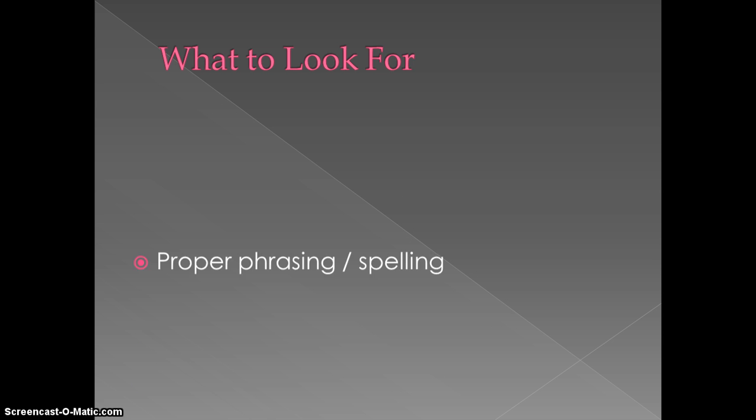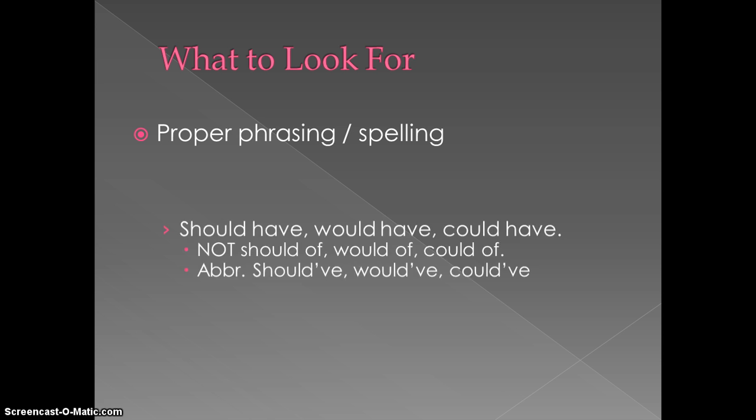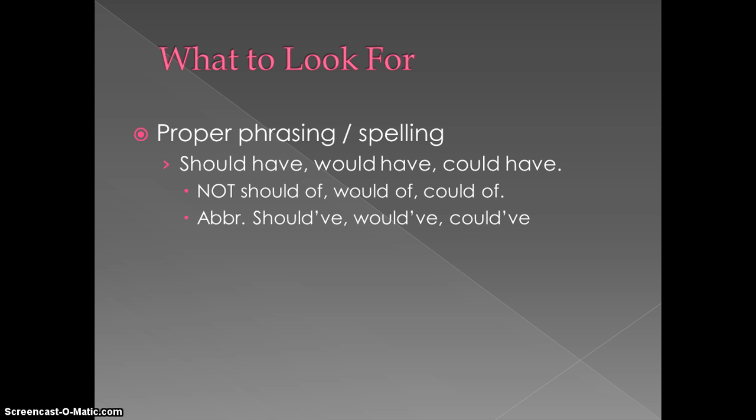What else to look for when you proofread? Proper phrasing and spelling. Should have, would have, could have. It's not should of, would of, could of. They're abbreviated should've, would've, could've, which sounds like should of, but is actually should have. Make sure you're aware of those proper phrases. Also, text speak. Don't you dare use text speak. Use full words and proper punctuation. This is English class, for Pete's sake.